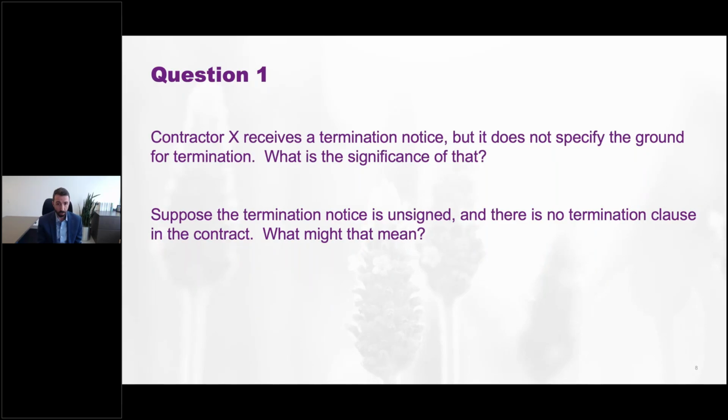a hard look. Now, suppose the termination notice is unsigned and there's no clause in the contract. Well, that gets back to that GL Christian and Associates doctrine that we were talking about a few minutes ago. You want to take a hard look at that and see, is this the type of agreement where a termination clause can be read in or not?